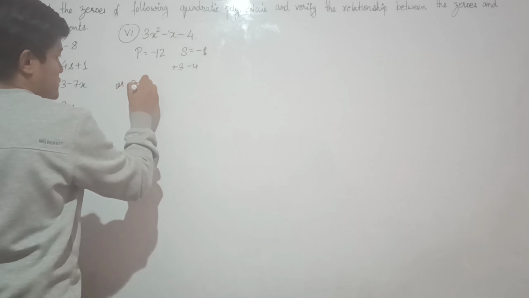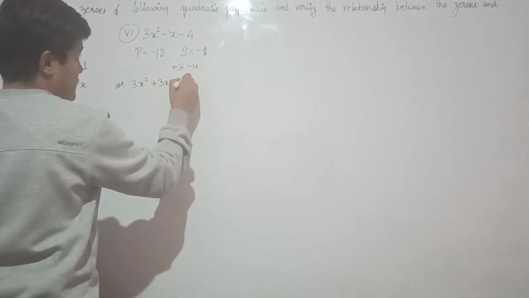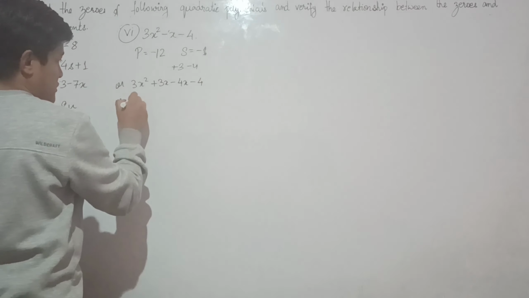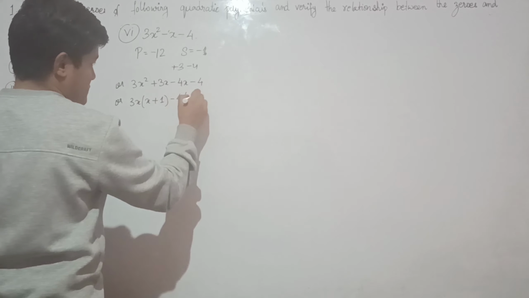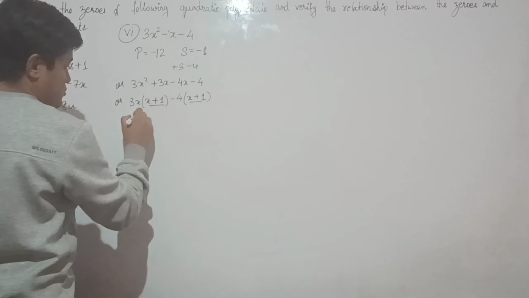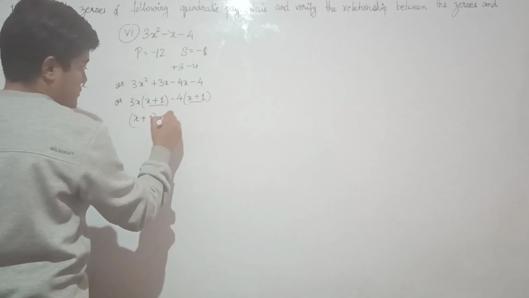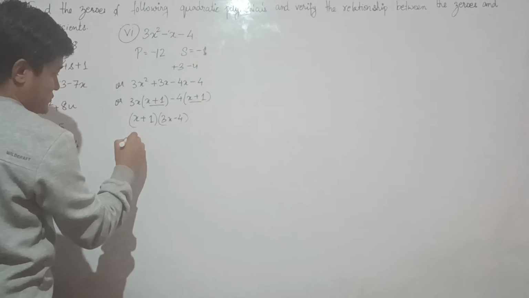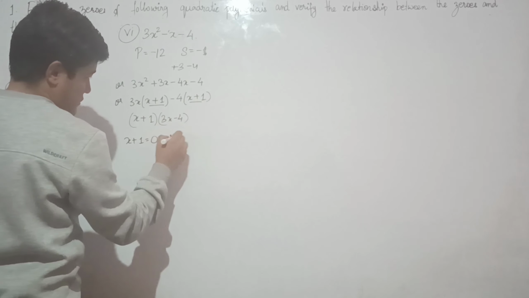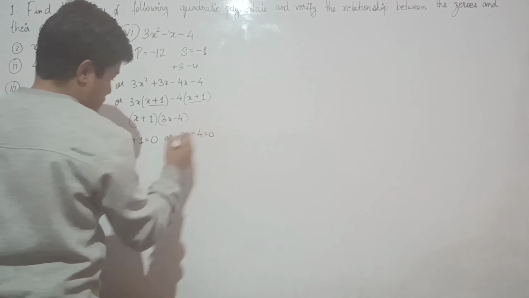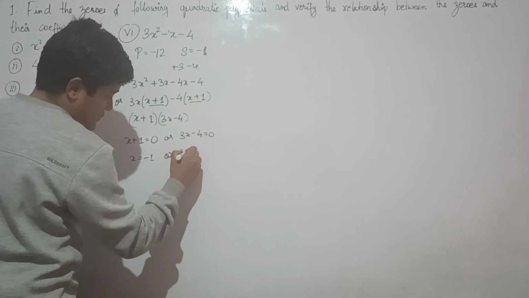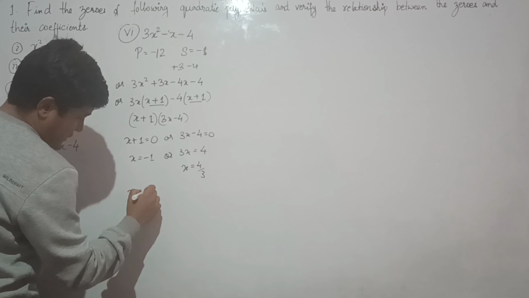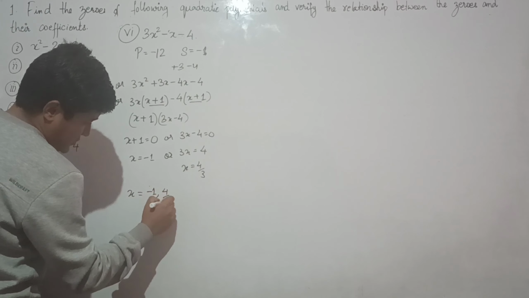Or 3x square plus 3x minus 4x minus 4, or taking 3x common we get x plus 1, and taking minus 4 common we get x plus 1. So x plus 1 is one factor, the other is 3x minus 4. So x plus 1 equals 0, or 3x minus 4 equals 0. So x equals minus 1 is one value of zero, and the next value is x equals 4 by 3. So zeros are minus 1 and 4 by 3.